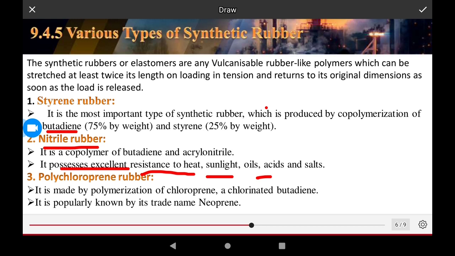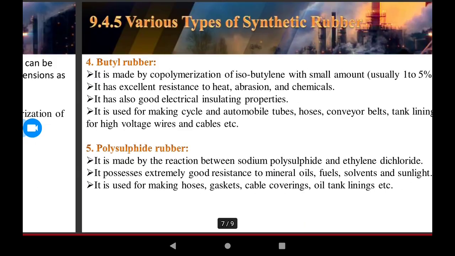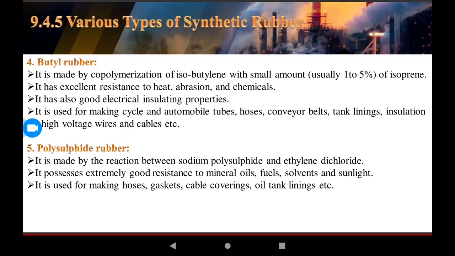Polychloroprene rubber is made by the polymerization of chloroprene, a chlorinated butadiene. It is known by the trade name neoprene, and is used in various types of synthetic rubber applications.